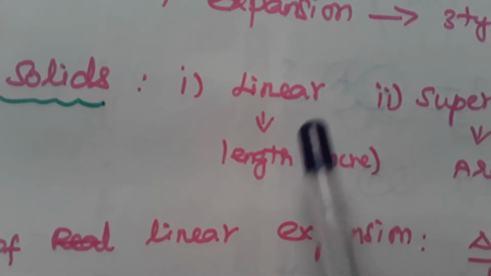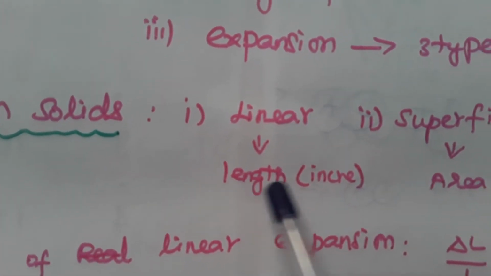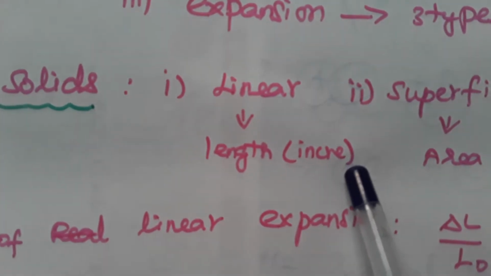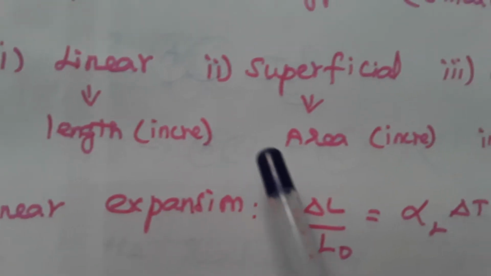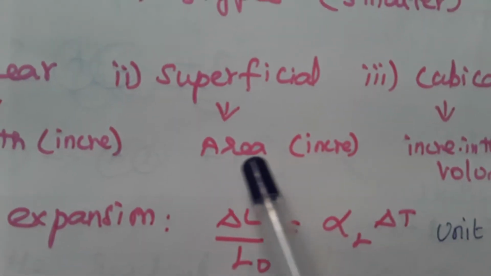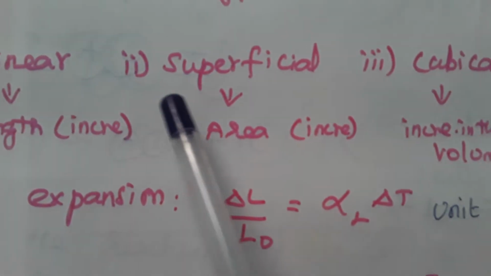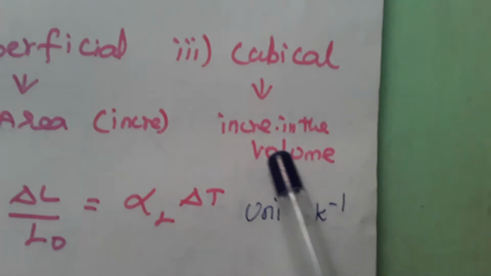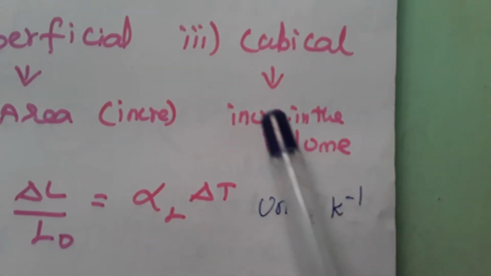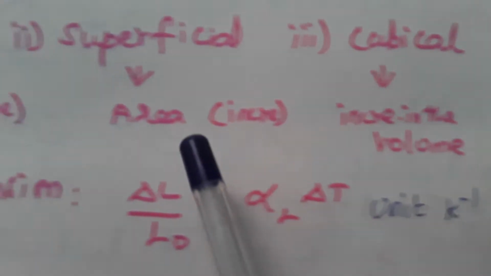Linear expansion. The increase in length of a substance on heating a solid substance is called linear expansion. If the area of the substance increases on heating, it is called superficial expansion. If the volume increases on heating a substance, it is called cubical expansion.